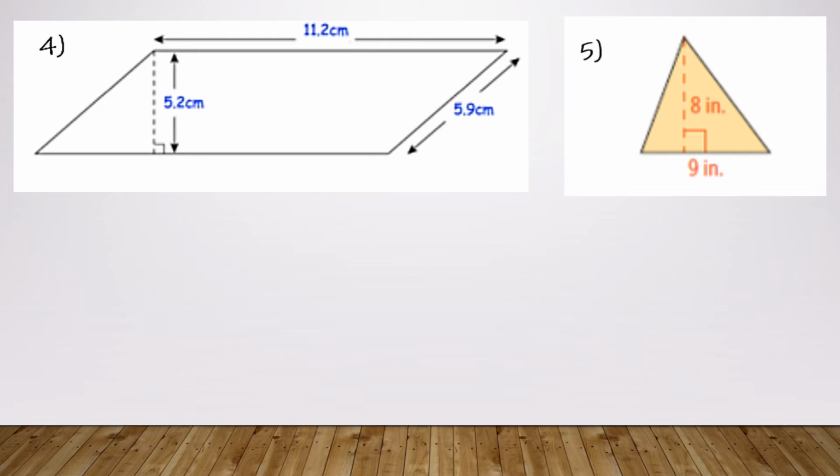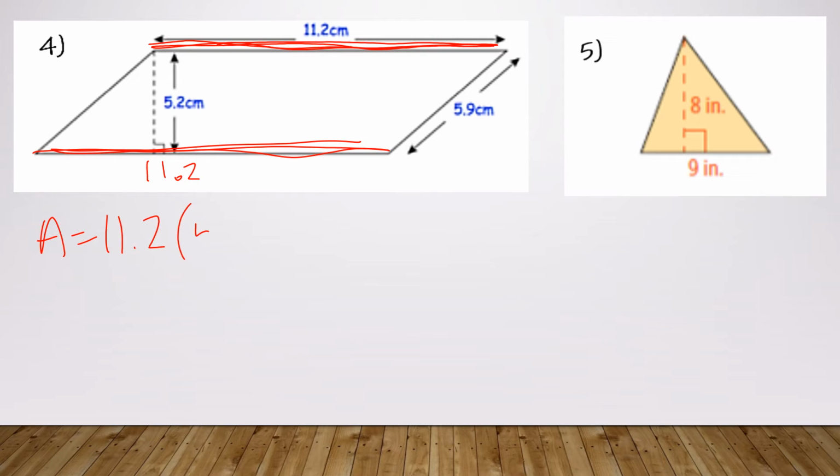For number 4, a lot of kids were getting confused because they're like, oh, this one's not the base, but actually it is the same length as down here because parallelograms have 2 parallel sides that are congruent and the other 2 parallel sides are congruent. So my base is 11.2 and my height is 5.2. If I multiply those two together, I get 58.24 centimeters squared.